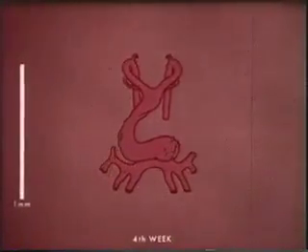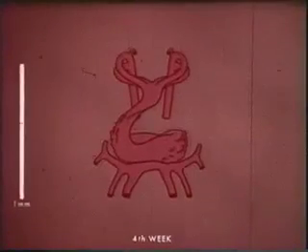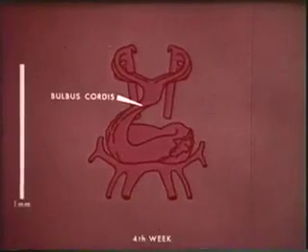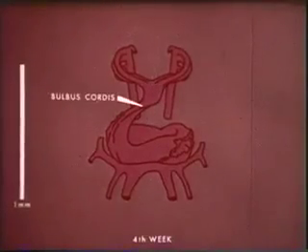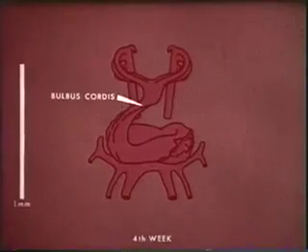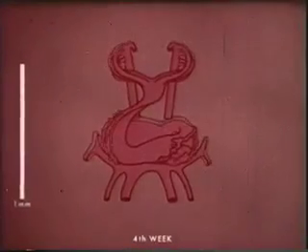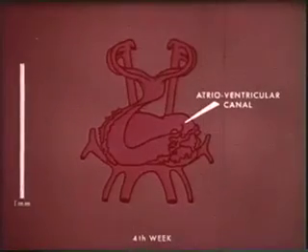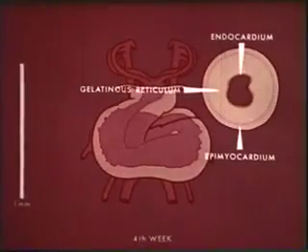By the beginning of the 4th week, the endocardial tube is conspicuously bent. Dilatations are forming in the regions of the future sinus venosus, atrium, ventricle, bulbus cordis, and aortic sac. The portion of the bulbus cordis nearest the ventricle is the conus. The part nearest the aortic sac is the truncus arteriosus. Between the atrium and the ventricle is a slightly constricted area which will become the atrioventricular canal.